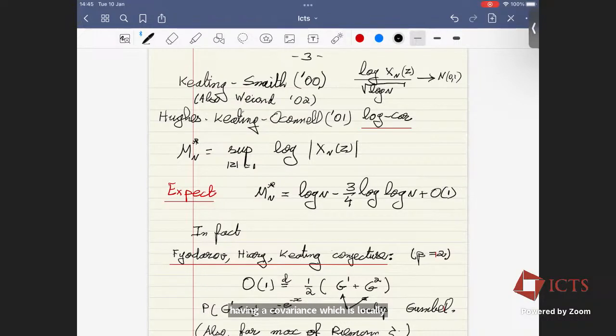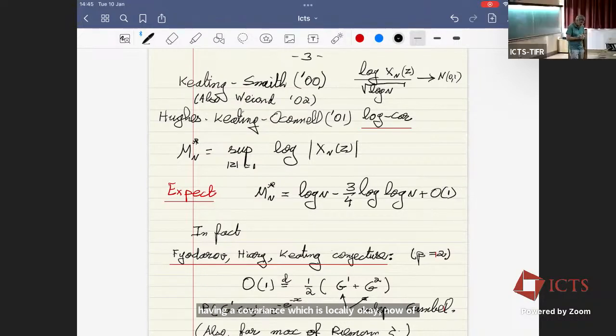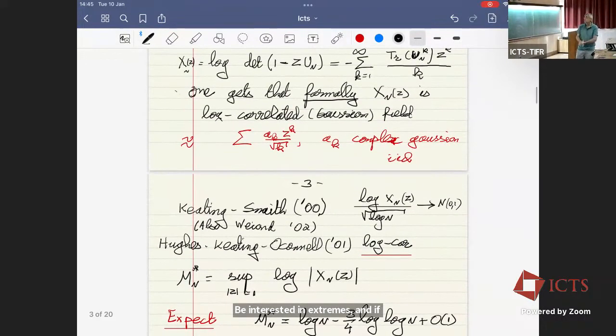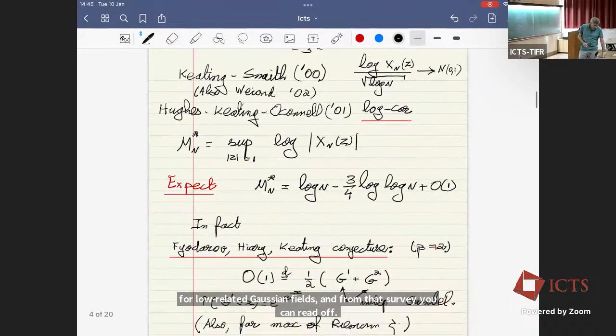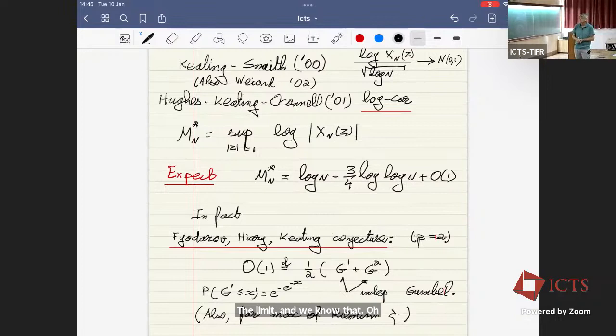Okay, now, of course, we are going to be interested in extremes. For the case that was written here, so for this power series, we know the answer, because we have a general theory of extremes for log correlated Gaussian fields. And from that theory, you can read off the limit. In particular, M_N star is a logarithmic term minus a log-log correction plus a random variable of order 1. And we even know that this random variable of order 1 has a particular shape.